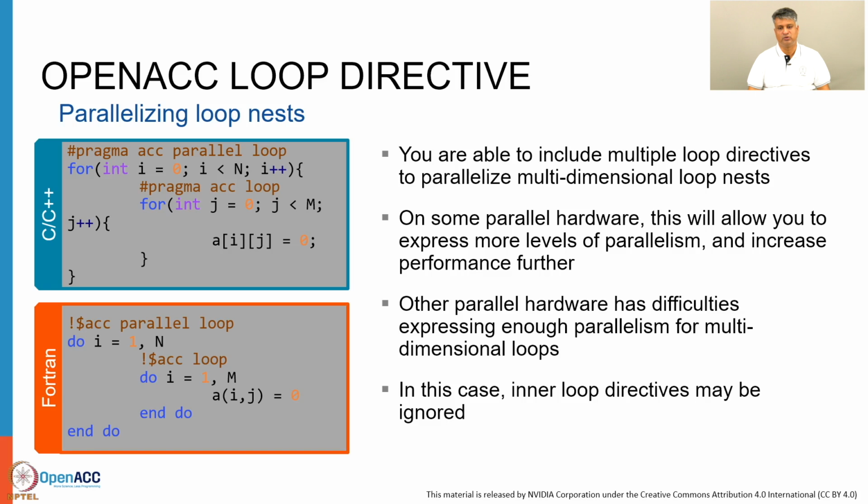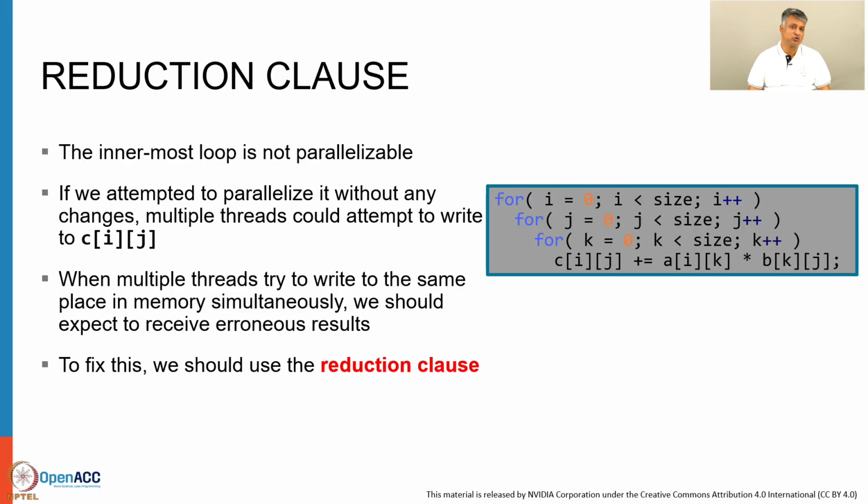The ideal way is to ignore the inner loops. Sometimes the innermost loop might not be parallelizable at all. For example, if you look at this code, which is a classic code from matrix-matrix multiplication, the innermost loop is not parallelizable. If we attempt to parallelize it without any changes, multiple threads would be able to write to Cij. When multiple threads try to write to the same place in memory, we should expect erroneous results. To fix this, we use the reduction clause.